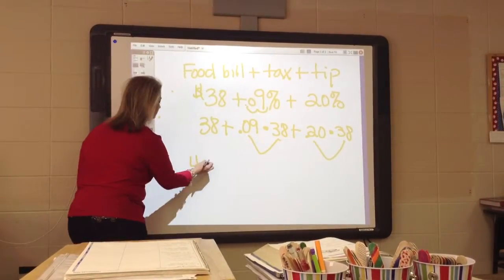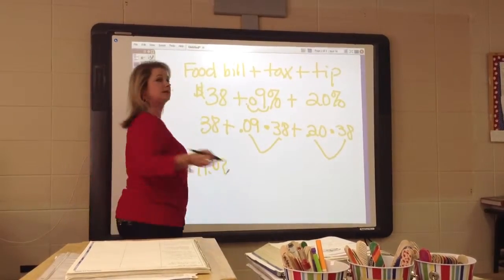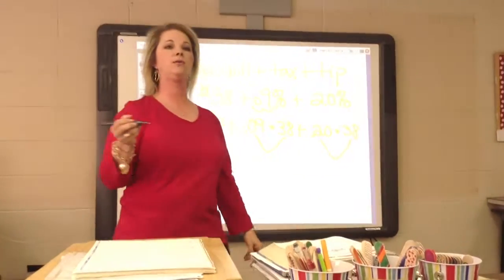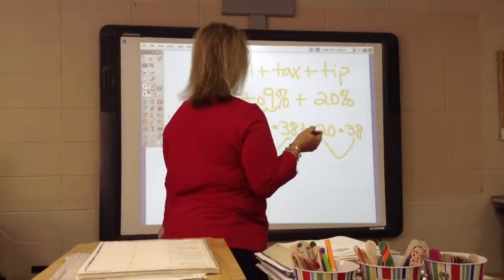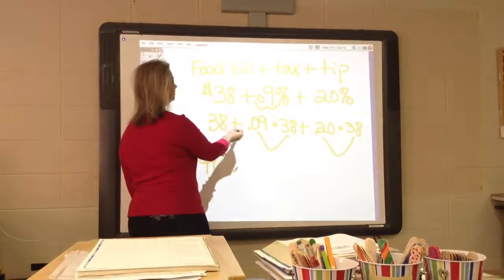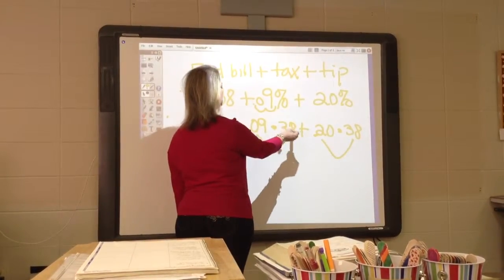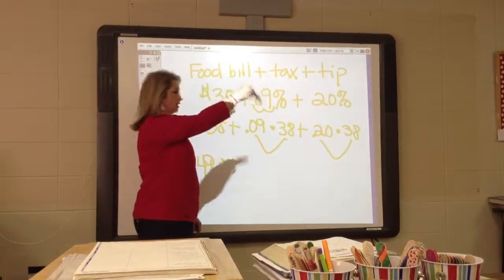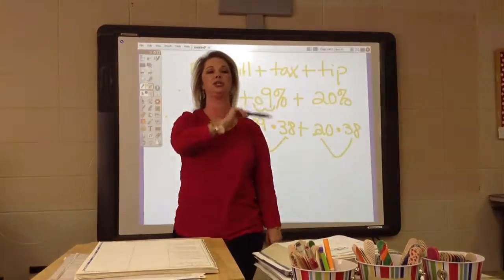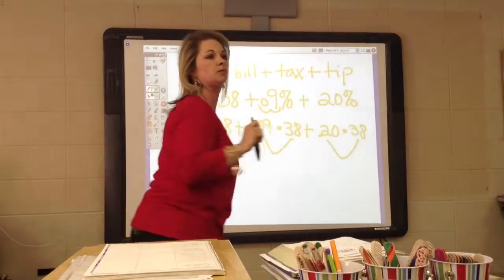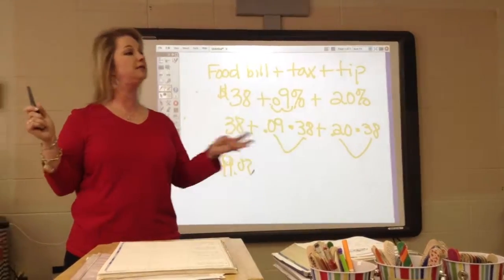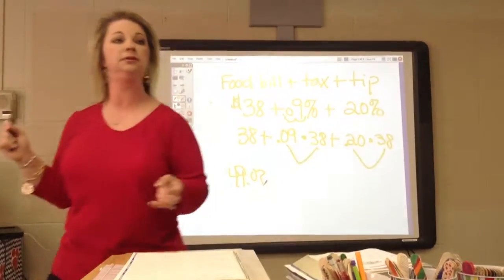Can you type it in your calculator all at the same time? Yes, it will work. You have to do 38 plus 0.09 times 38 plus 0.20 times 38. Every time you mash equal, it will work, if you put parentheses. Alright, so that's our 3 methods to using percent applications.